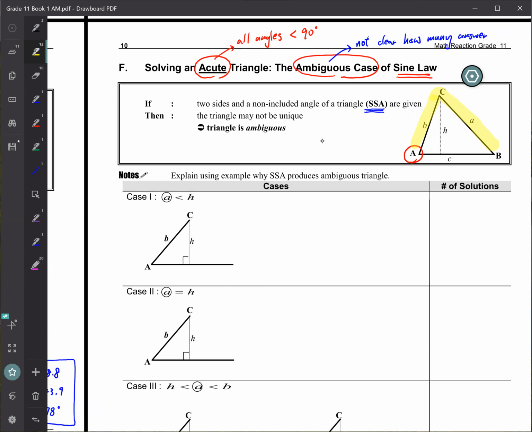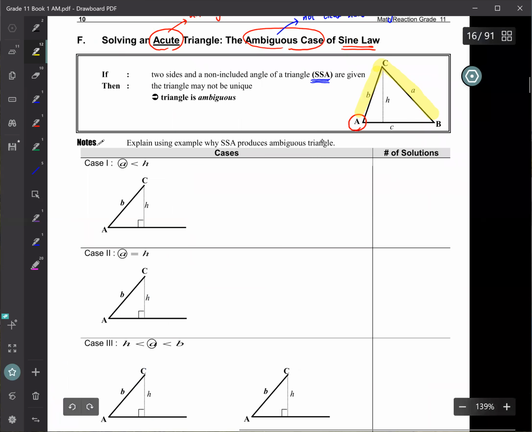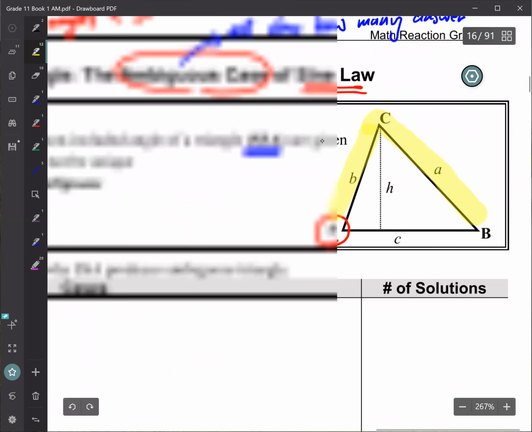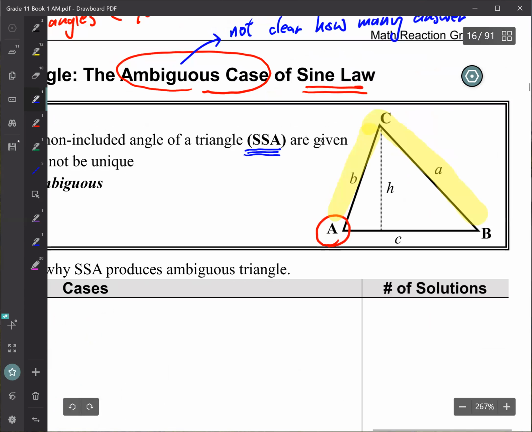At the bottom part, we'll explain why these are ambiguous. Let's give it some names first. The one that's side B here, we call that the hypotenuse, because it's the slanted side, hypotenuse.